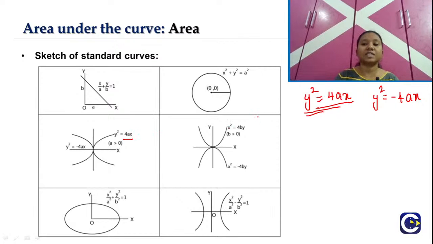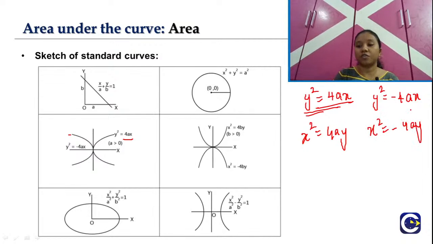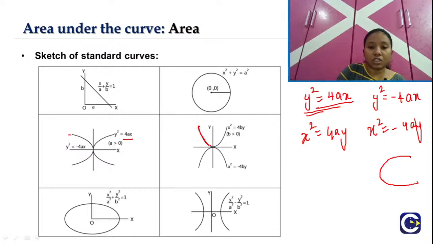So in case it's a minus, then the curve will be like this. Similarly, we can have another parabola, that is x square equal to 4ay and x square equal to minus 4ay. The same thing, but y square equal to 4x curve will be like this, and x square equal to 4a y will be this way.